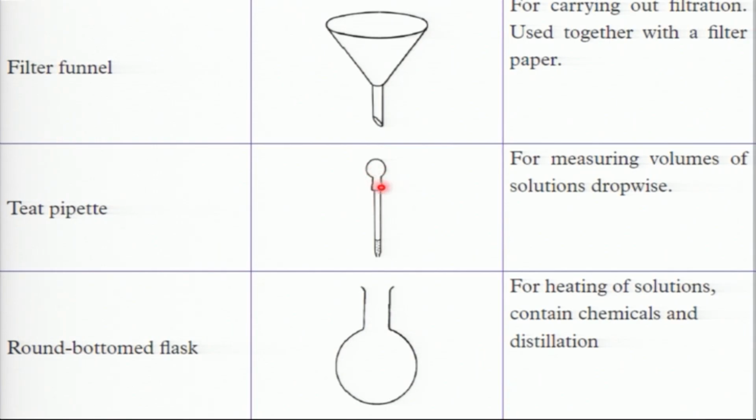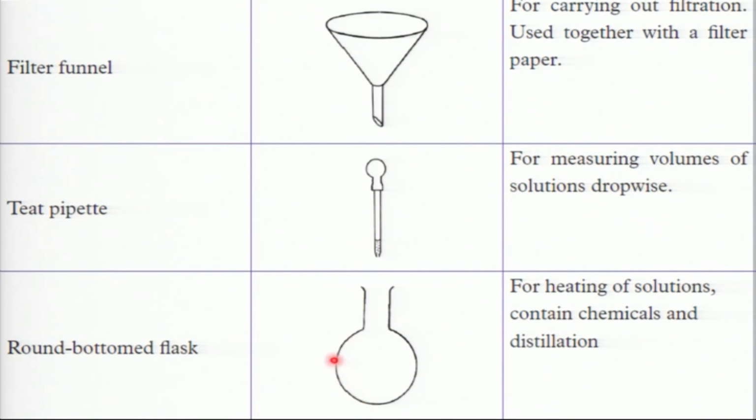So this is a pipette. It is used to drop solutions or volumes of solution dropwise, one by one. As you release it, it drops a certain amount of solution. When you squeeze it in a liquid, it pulls the liquid, all right? So the pipette is used for measuring volumes of solutions dropwise, all right?